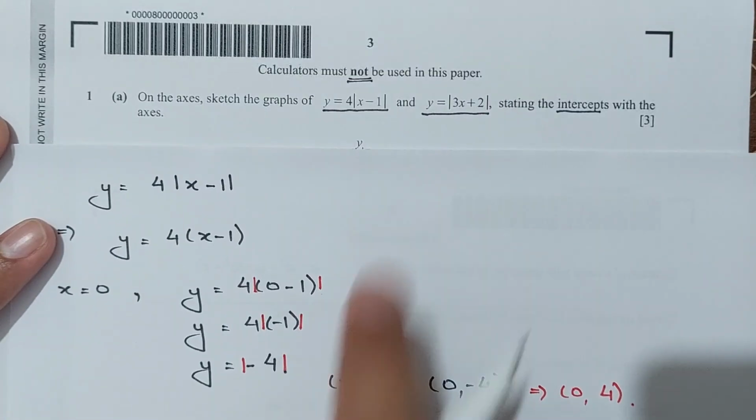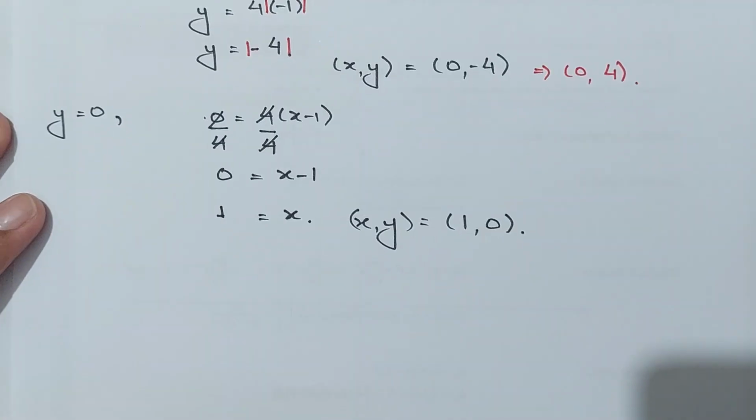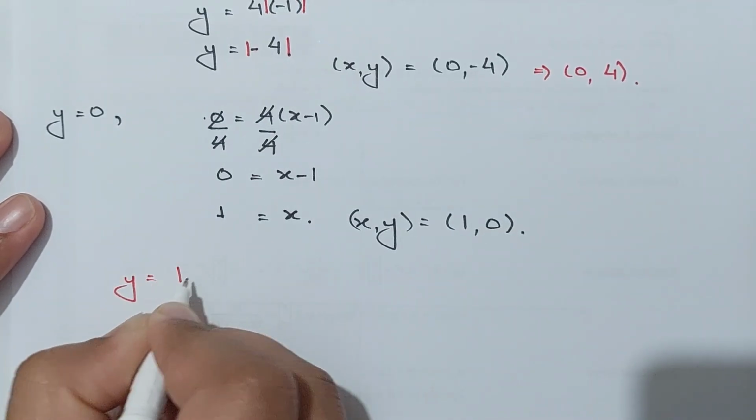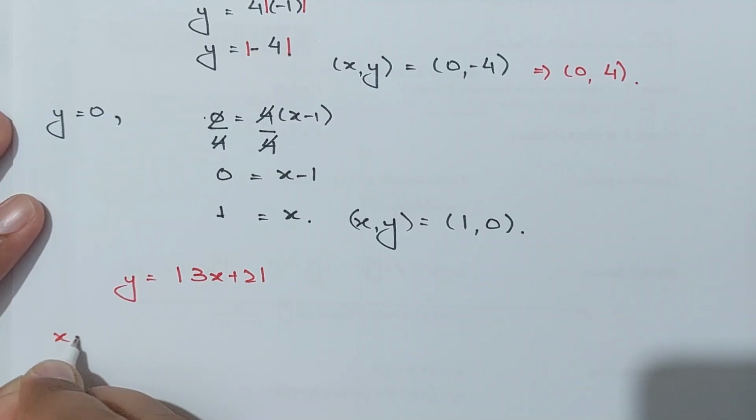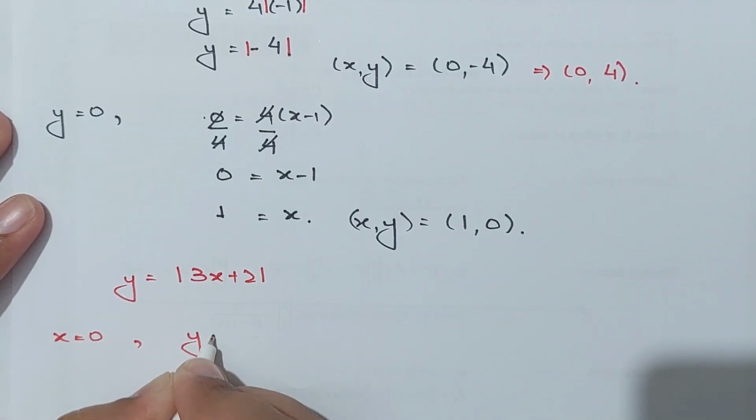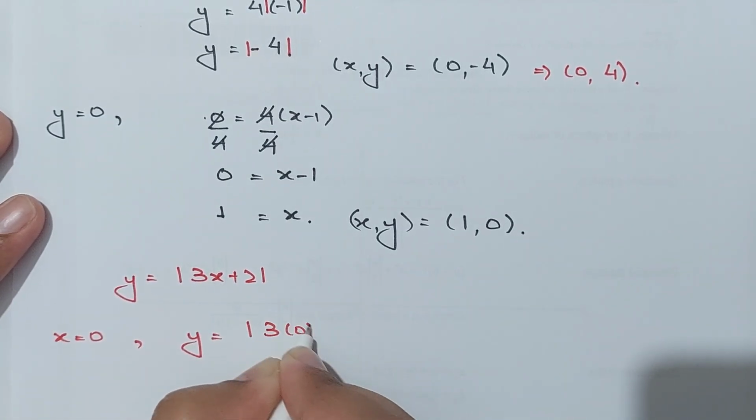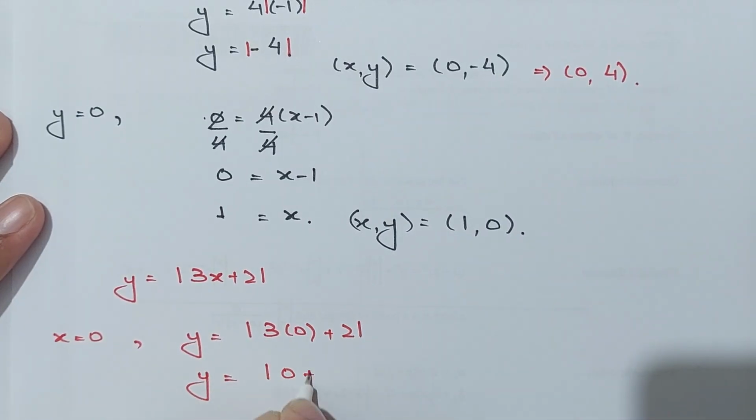Moving to the next function, y equals absolute of 3x plus 2. You have to consider x equal to 0. What is my y? y would be equal to absolute of 3 into 0 plus 2. y is equal to absolute of 0 plus 2. y would be equal to 2. So what is my x and y? This is 0 and 2.